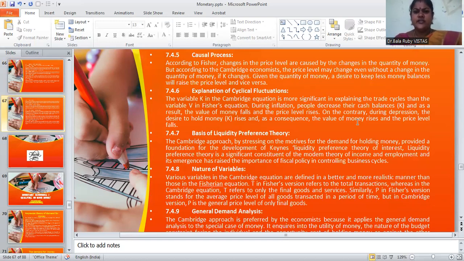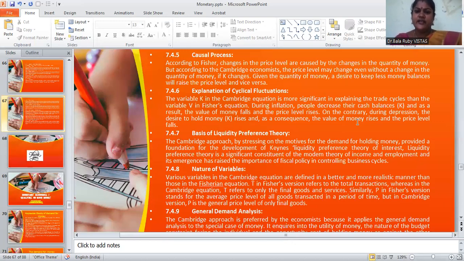Then the next superiority reason is the causal process. According to Fisher, the changes in the price level are caused by the changes in the quantity of money. But according to this Cambridge approach, it is not like that. The price level may change even without a change in the quantity of money. If K changes, given the quantity of money, a desire to keep less money balances will raise the price level and vice versa.